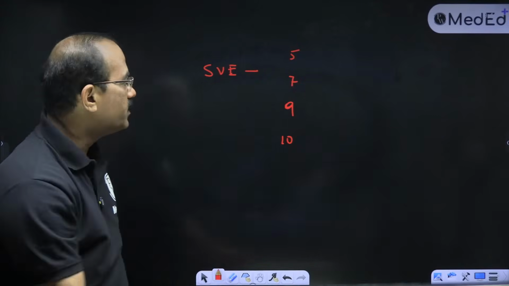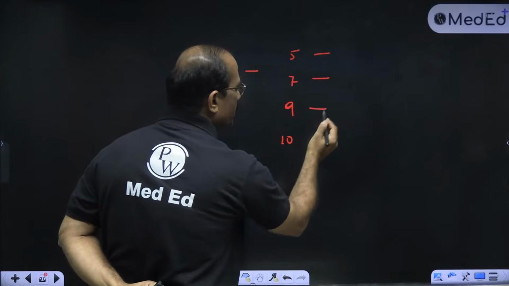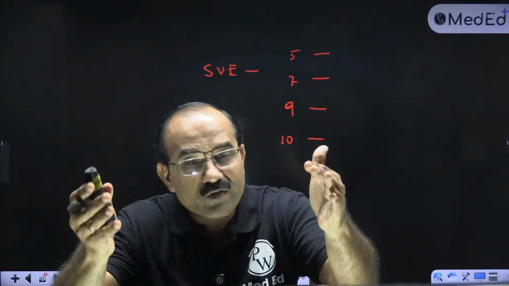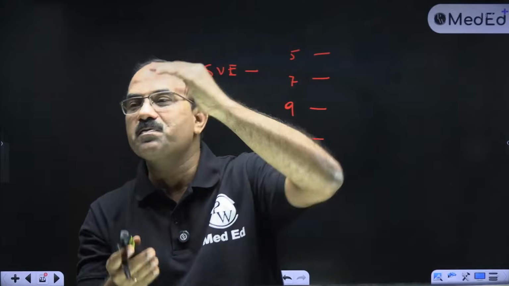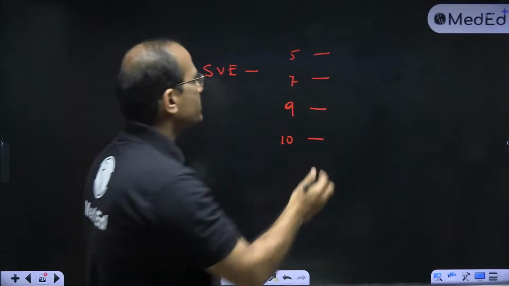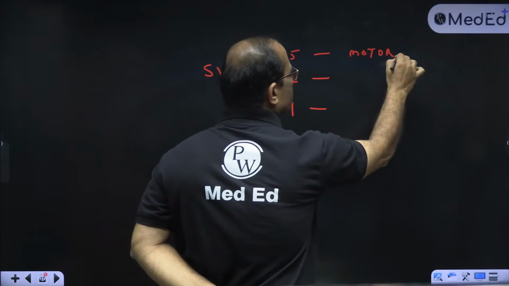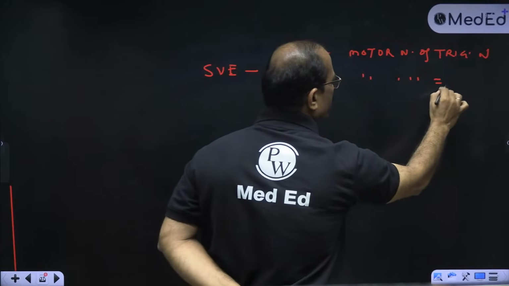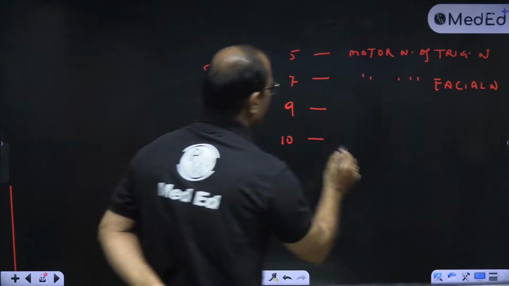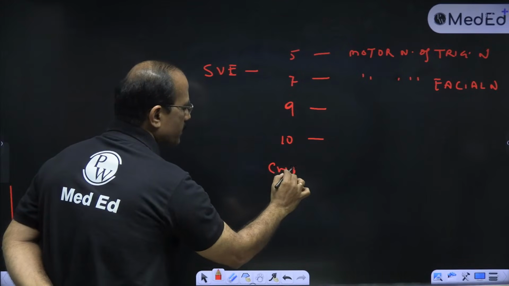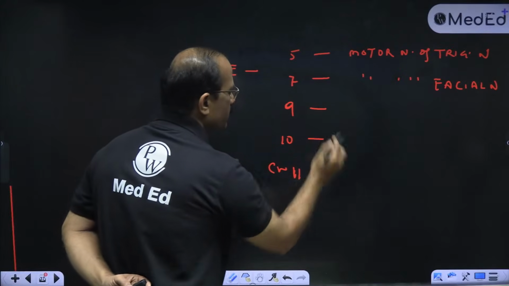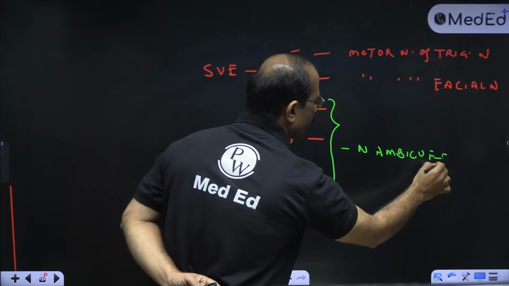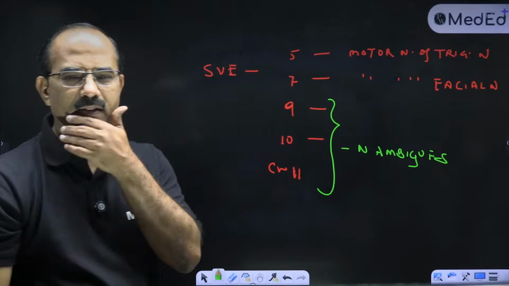Can you tell me the names of the nuclei belonging to this functional component? The name of the nucleus of the trigeminal nerve which belongs to the special visceral efferent component is the motor nucleus of the trigeminal nerve. This is the motor nucleus of the facial nerve. And for the ninth, tenth and cranial accessory, there's a common nucleus. This is the nucleus ambiguus.